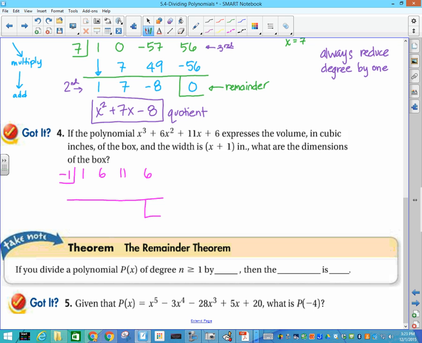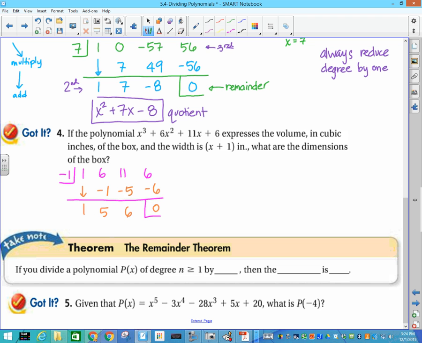And so we always start by bringing down that first number. So that's a 1. Negative 1 times 1 is negative 1. 6 plus negative 1 is 5. Negative 1 times 5 is negative 5. 11 plus negative 5 is 6. Negative 1 times 6 is negative 6. And then I have 0. So that's good because we knew it was a factor.